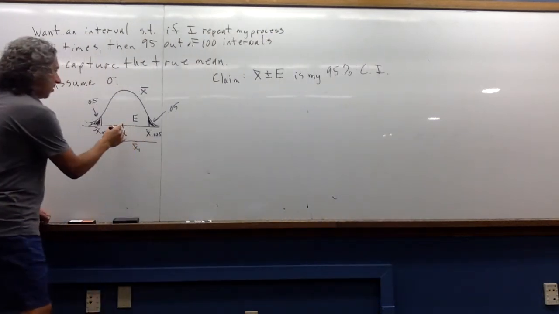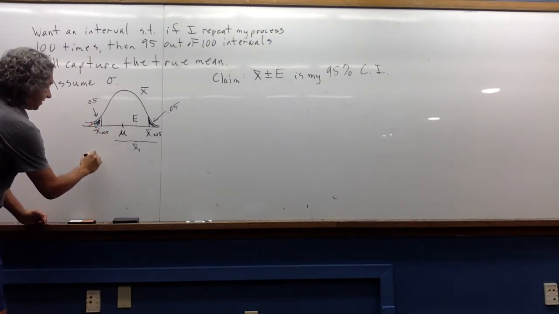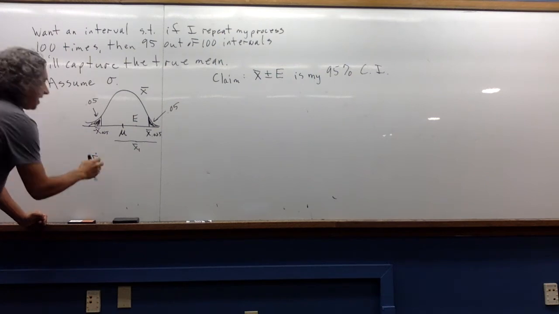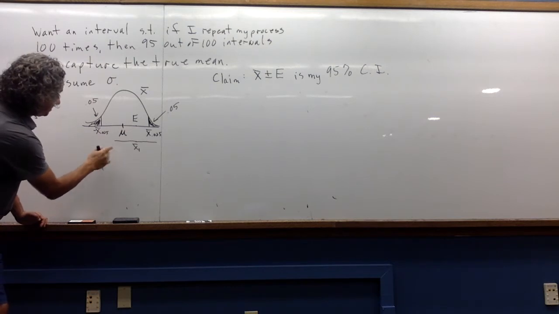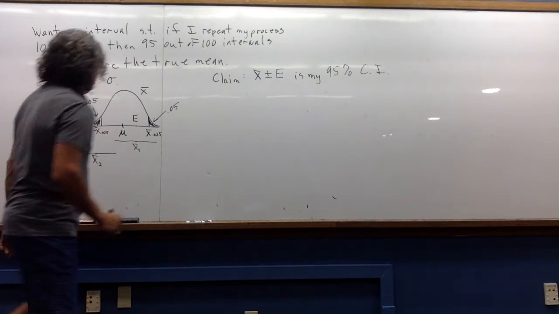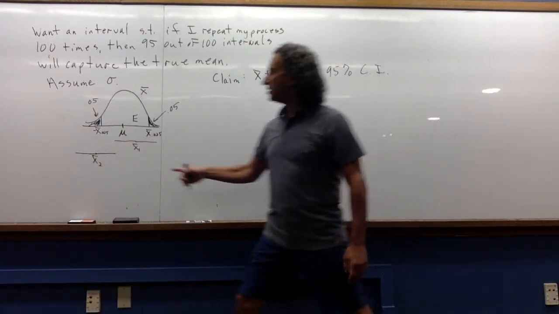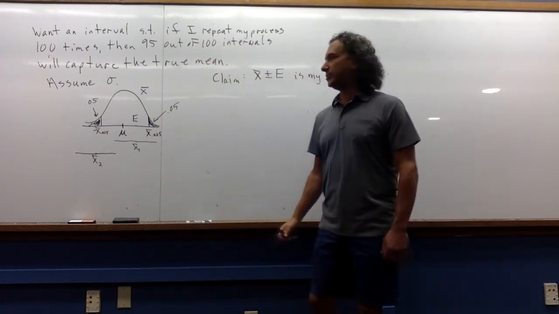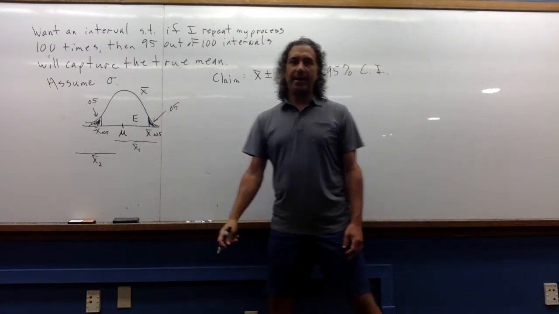So let's say x bar sub 2 happened to be over here. Okay, let me drop it down so I can visualize this better. And same game. Here's my E distance. Okay, so x bar sub 2 is here, and my E distance out this way. We have a second interval. Is that interval going to capture the true mean? So hopefully you said, no, that will not capture the true mean. And I could repeat this again and again and again.